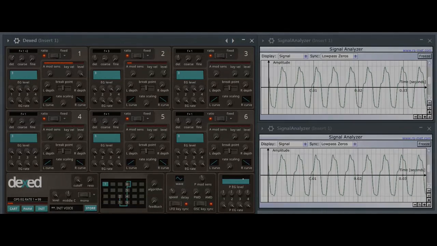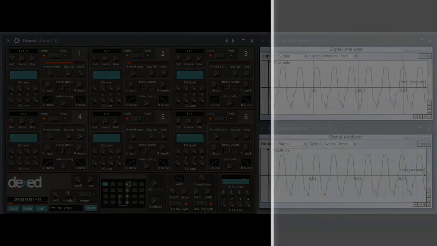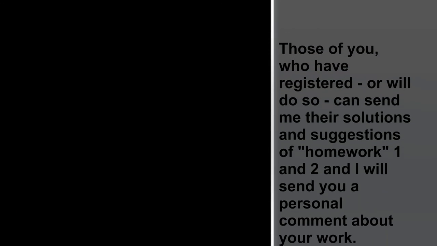And well, it's done again. I have reached the end of workshop 2. Those of you who have registered or will do so can send me their solutions and suggestions for homework 1 and 2, and I will send you a personal comment about your work. The others will have to wait until the next part of this workshop is published in about 6 weeks. I'm going to show the best or most interesting homeworks at the beginning of the next workshop.